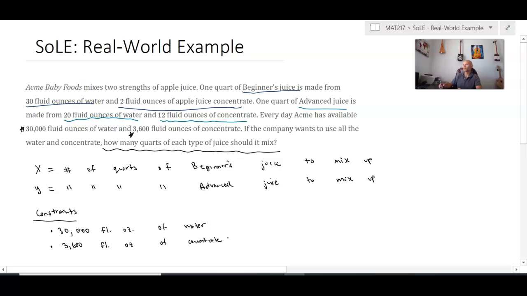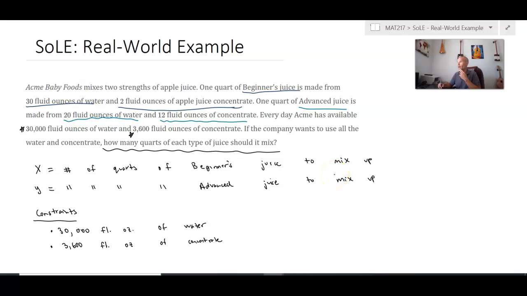Now, you could hypothetically start plugging in numbers for X and Y and saying, well, how many fluid ounces of water would, say, 10 quarts of beginner's juice and 40 quarts of advanced juice use up, and then would that still allow us to have enough concentrate available to do it. And that's obviously going to be a very futile way of doing it, because eventually our guess and check method is going to run out on us. It's not going to be very useful. Okay, so let's think about this. So every quart of beginner's juice is made up of 30 fluid ounces of water and 2 fluid ounces of apple juice concentrate.